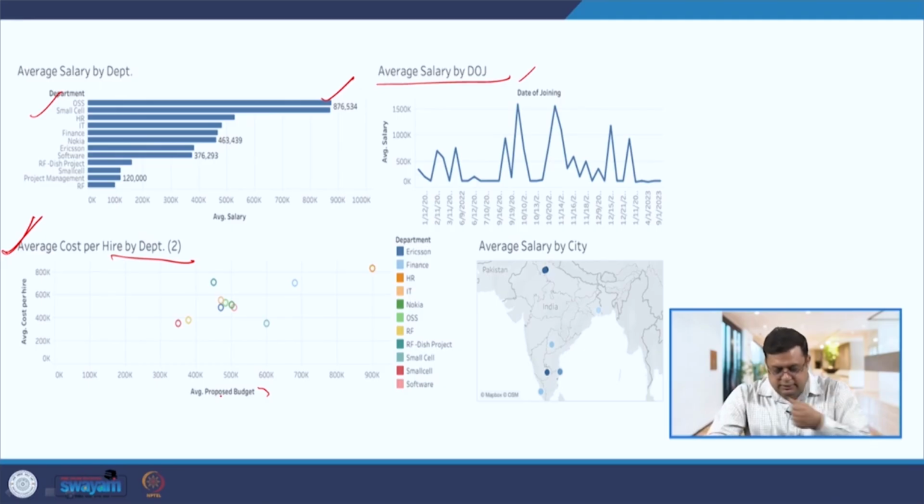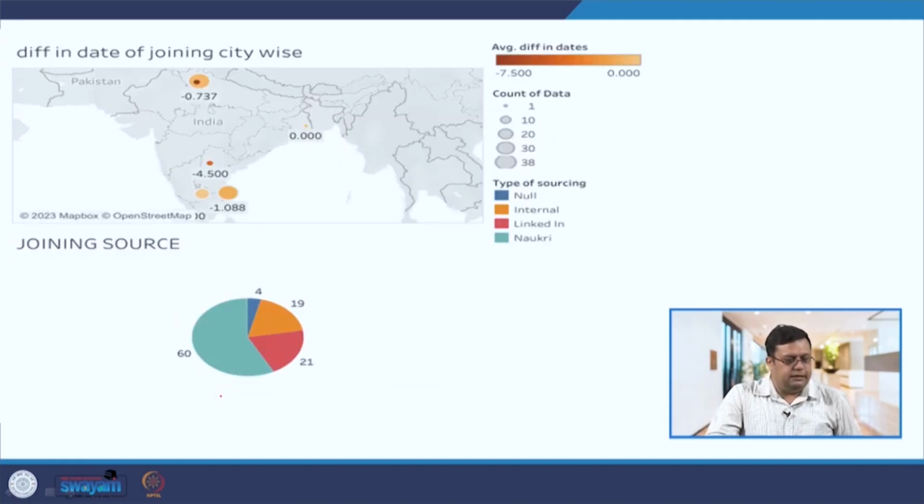And now you can see average salary by the cities. So, for various cities, what is the average salary, right. Difference in date of joining city wise, right. Now you can see the difference city wise, and the joining source, from where people are coming. Here you can see Naukri, LinkedIn, internal, null, any direct, right. So, that is what you can see.